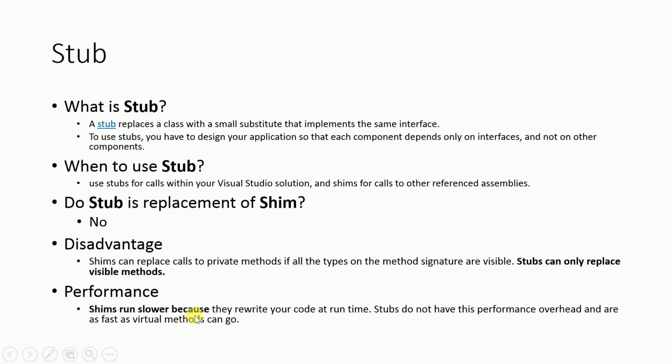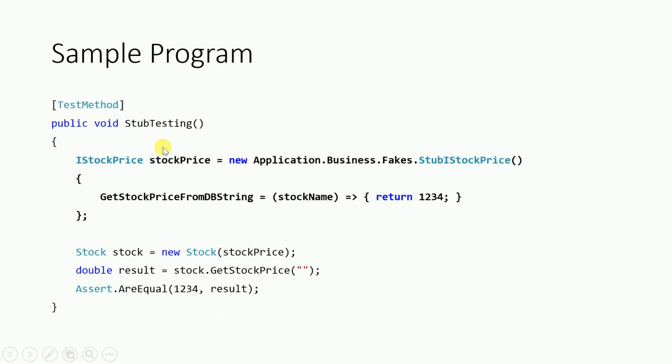So let's see the sample program. This is one method in a program I have created, where in this anonymous method I stub the price and define an object, and this is under the DLL of application.business.fakes.stub. If you have any questions about how to add a fake assembly, please refer to the previous video.